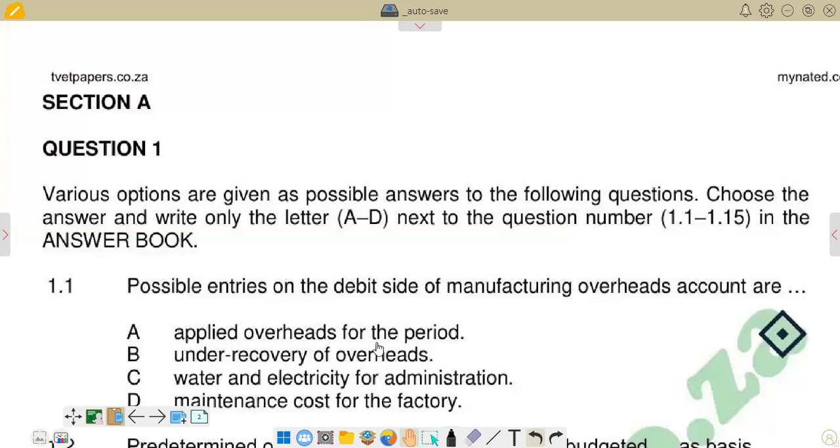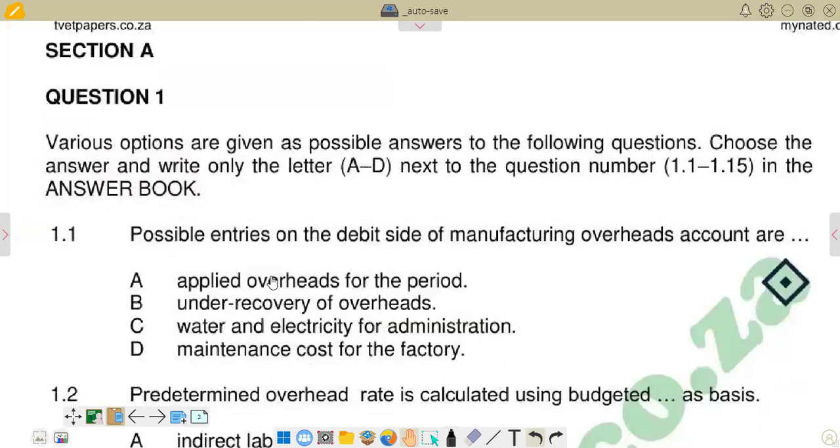So if you look at all the various options that we are given there, you would see that applied overheads for the period is one that's given, which is not correct. Then we've got under recovery of overheads. So remember, when it's under recovery of overheads, we find it on the credit side of the manufacturing overheads account, but over recovery is the one that you find on the debit side. So this one is out.